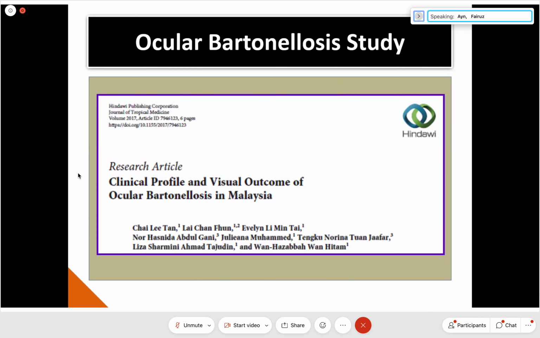So this is the guideline that I mentioned just now. This is some study about ocular Bartonella. We have 2 studies in Malaysia. One is from USM. Another one is from, sorry, it's not moving.